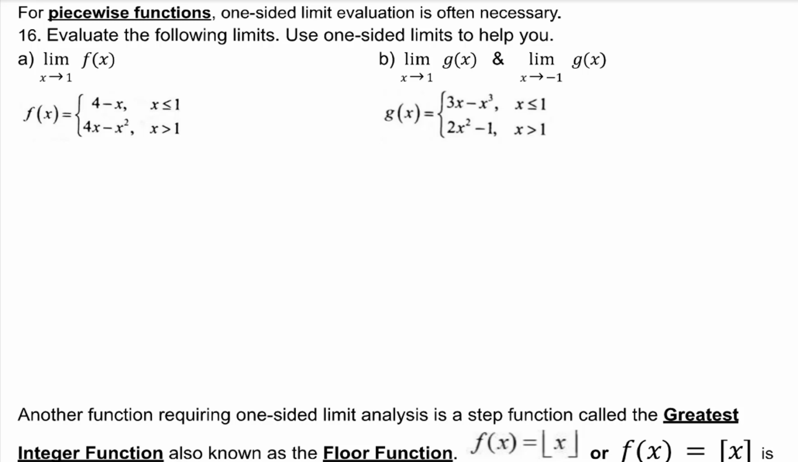For a piecewise function, a one-sided limit evaluation is often necessary. To find the limit of f of x as x approaches 1, we notice that for x less than or equal to 1, we have a line, and for x greater than 1, we have a parabola.